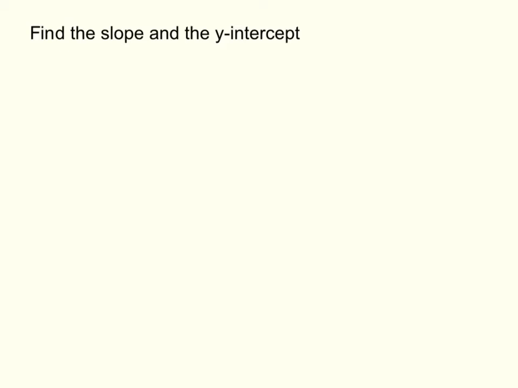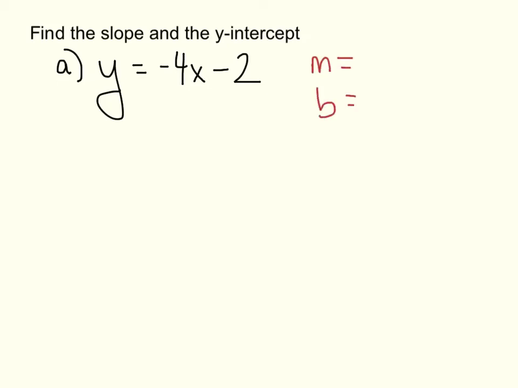Find the slope and the y-intercept. So here's our first equation. Y equals negative 4x minus 2. This is really as easy as it sounds. You're going to put m equals and b equals. M is always the number in front of the x, the coefficient of the x. M is negative 4. Your slope is negative 4. Your b is negative 2. Done. That's all you do.